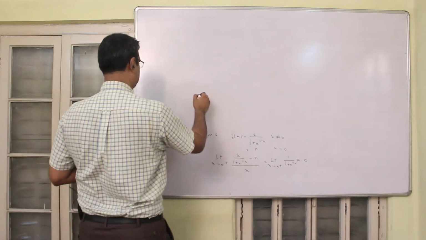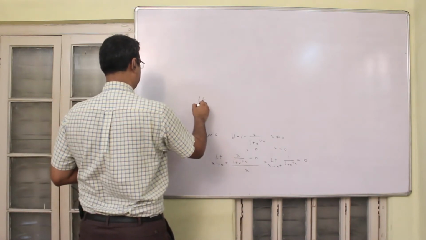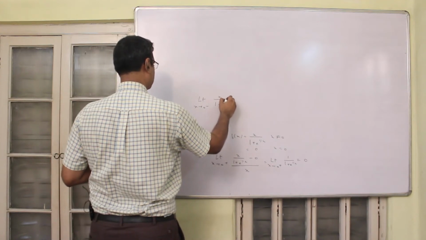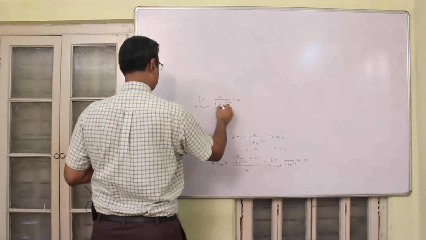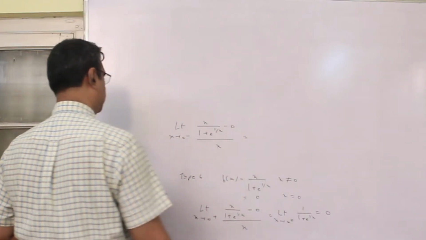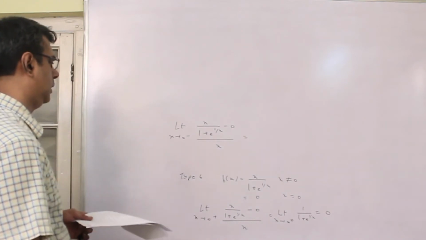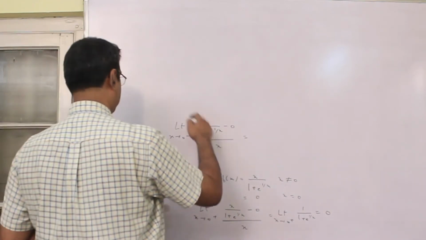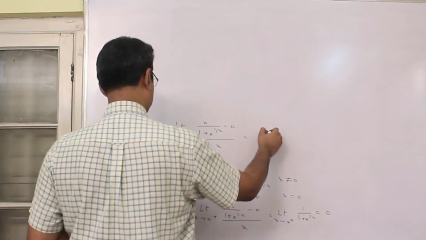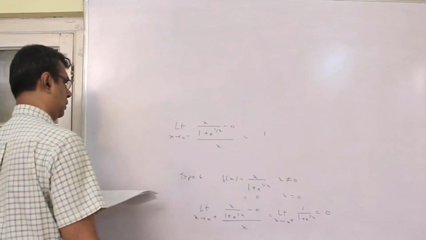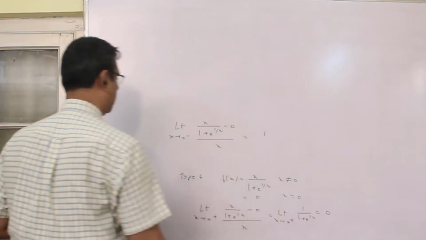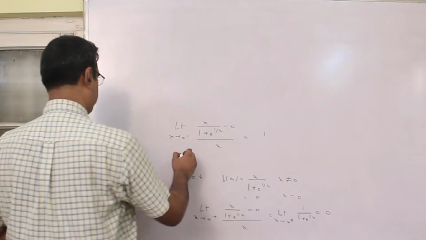Now let us check the left hand derivative. Now in case of left hand derivative, when x tends to 0 from the negative side, e to the power 1 by x will tend to e to the power minus infinity. So the answer will be 1. So you can see that the left hand derivative is 1, right hand derivative is 0.